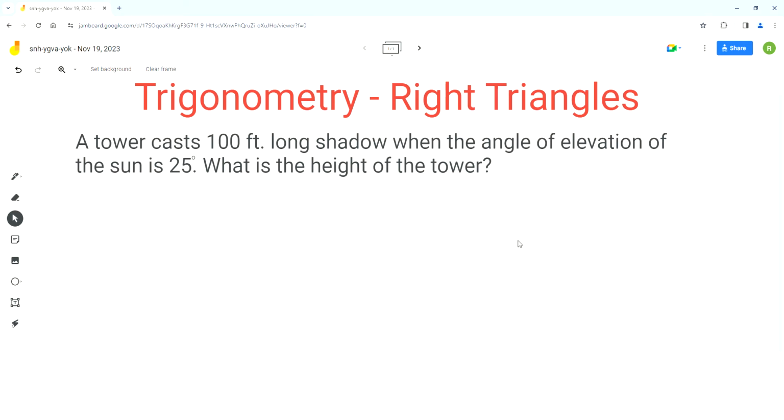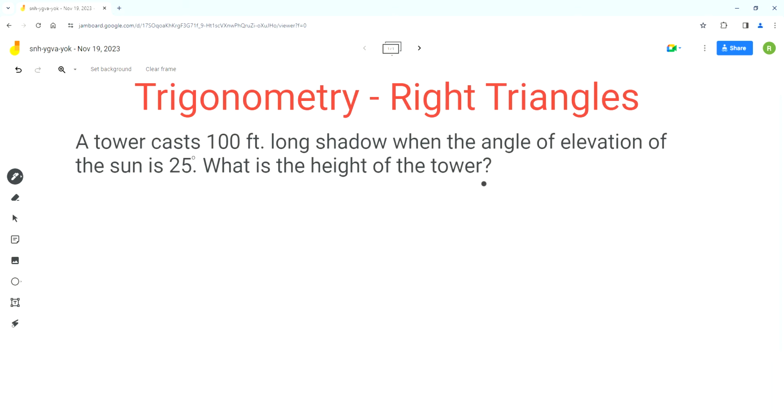Hello everyone. So in this video, we'll solve this trigonometry word problem based on the concepts of right angle triangles. As per the problem, a tower casts a 100 feet long shadow when the angle of elevation of the sun is 25 degrees, and we have to calculate the height of that tower.